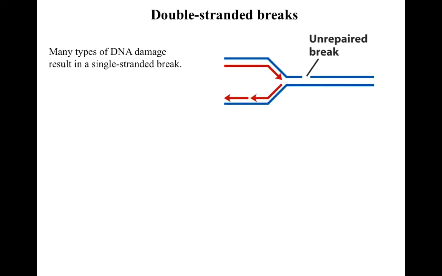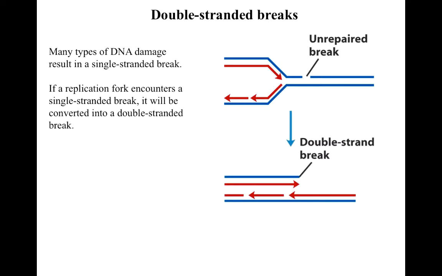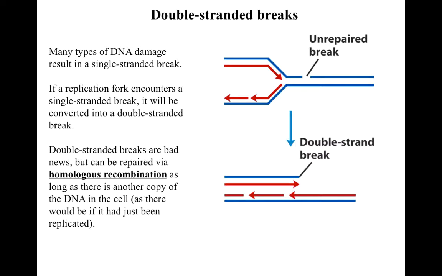So let's talk about double-stranded breaks and how that is repaired in the cell. Many types of DNA damage result in a single-stranded break. Now, if there is a single-stranded break that happens during replication, then if a replication fork encounters a single-stranded break, it will be converted into a double-stranded break.